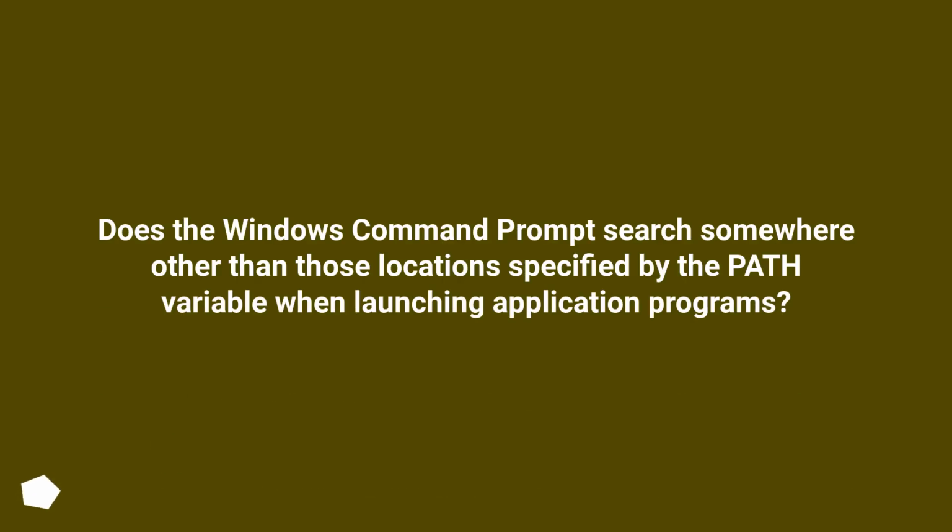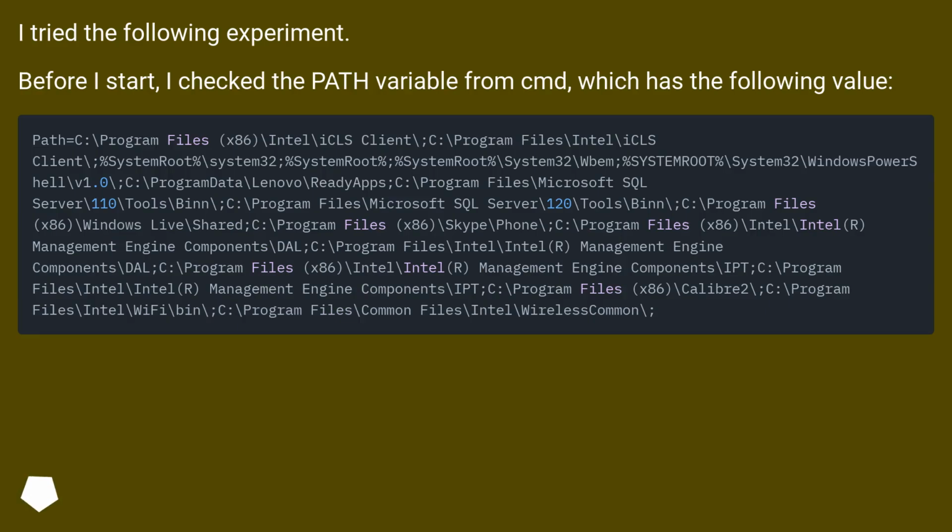Does the Windows command prompt search somewhere other than those locations specified by the path variable when launching application programs? I tried the following experiment. Before I start, I checked the path variable from CMD, which has the following value.